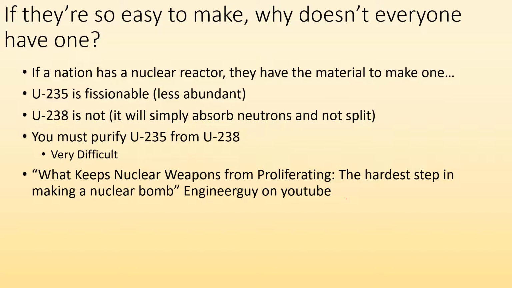I would recommend watching this video, What Keeps Nuclear Weapons from Proliferating, the hardest step in making a nuclear bomb, by the Engineer Guy on YouTube. Moral of the story is, these two things are chemically identical. Almost all their physical properties are identical as well. The only difference is about a 1% difference in mass. So you got to separate them based on mass, and it's very difficult.